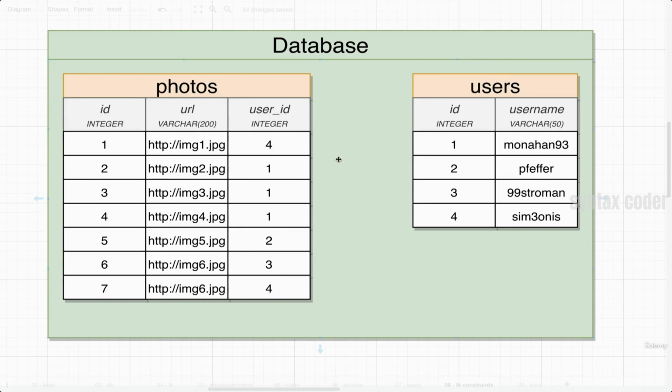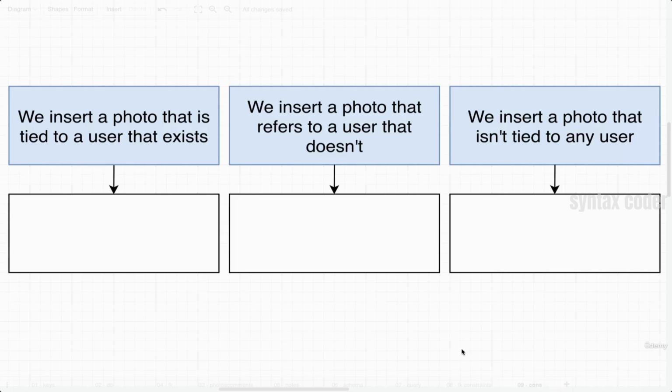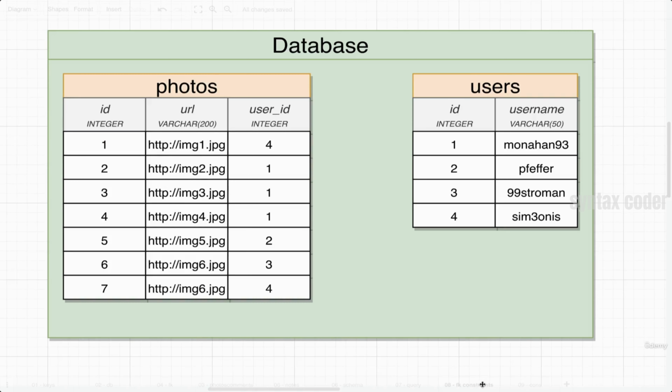Whenever we insert a photo into this photos table, there are 3 different possibilities that we need to consider. First, we might try to insert a photo that is tied to a user that actually exists. That would be like all the insertions we have done so far. We might try to insert a new photo. Let's do that right now. Just kind of imagine it.